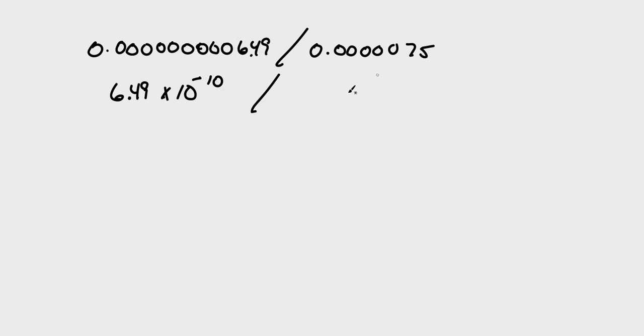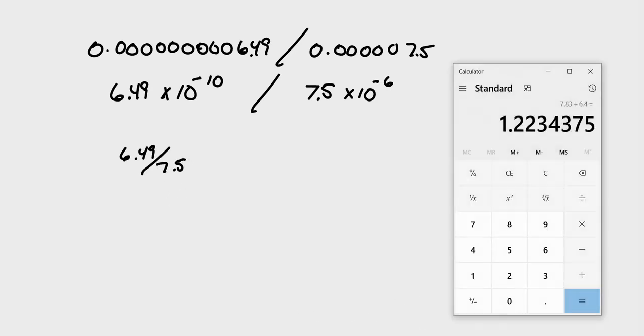Divided by our significant figures, 7, 5. Put the decimal to the right. So we're going to move the decimal here. We're going to move it 1, 2, 3, 4, 5, 6. We're going negative, so it's going to be to the negative 6th power. Okay, deal with your numeric numbers in front first. So 6.49 divided by 7.5. Let's use our calculator. That's definitely not one I could do in my head.